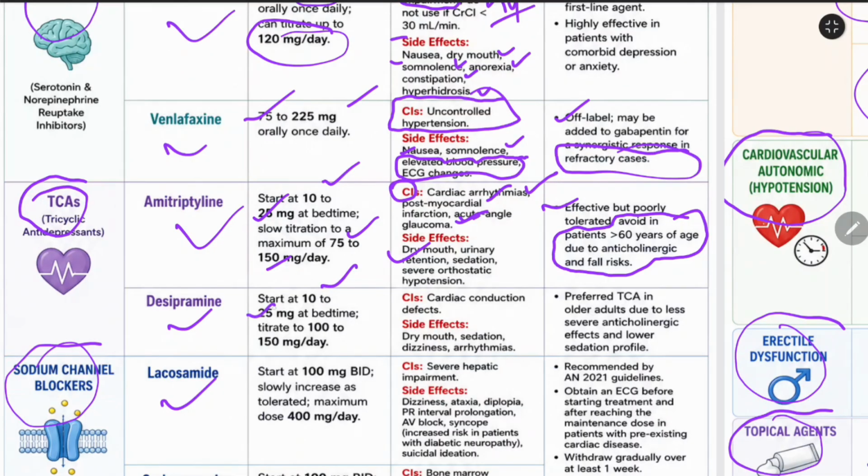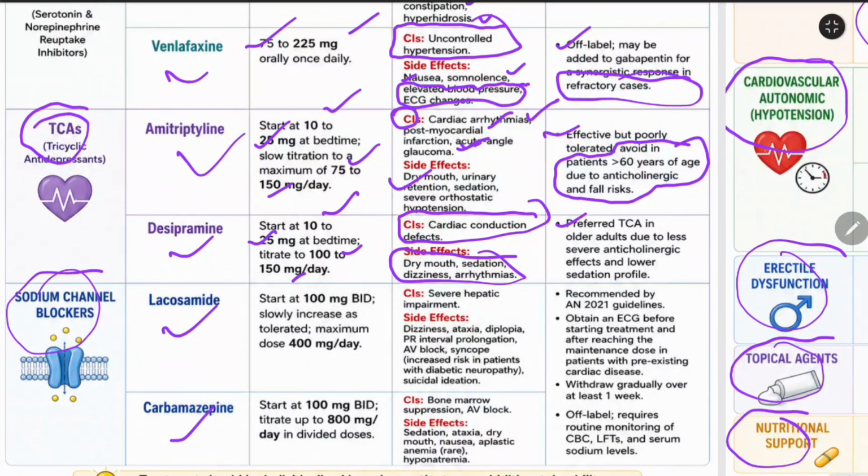Desipramine, start at 10 to 25, you can give up to 100 to 150. Contraindication again the same: cardiac conduction defects. Anticholinergic side effects are similar to amitriptyline. This is the preferred TCA in older adults. Okay, this is the preferred tricyclic antidepressant. Desipramine is preferred, not amitriptyline, because the anticholinergic effects are less and it has a lower sedation profile. That is, desipramine is preferred over amitriptyline. Bedtime dosing again the same.